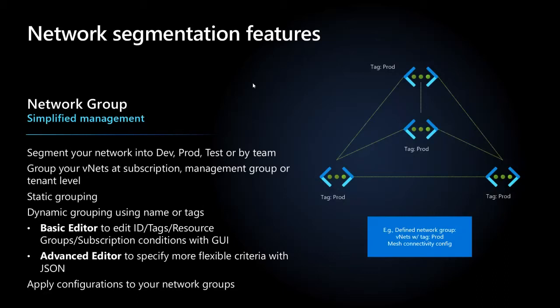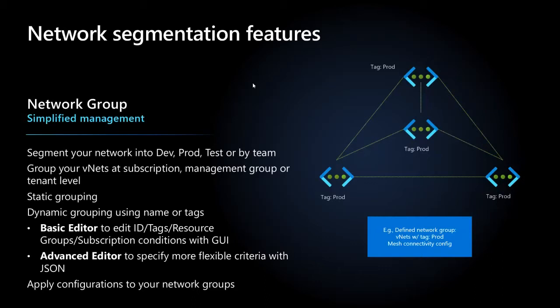Another way is dynamic grouping. This is the powerful grouping of network resources in a conditional way. For example, you can say, I want to have all of the VNets with the tag prod to be in the same network group called production network group, right? And you can say, okay, I want to apply a mesh connectivity configuration to this network group.